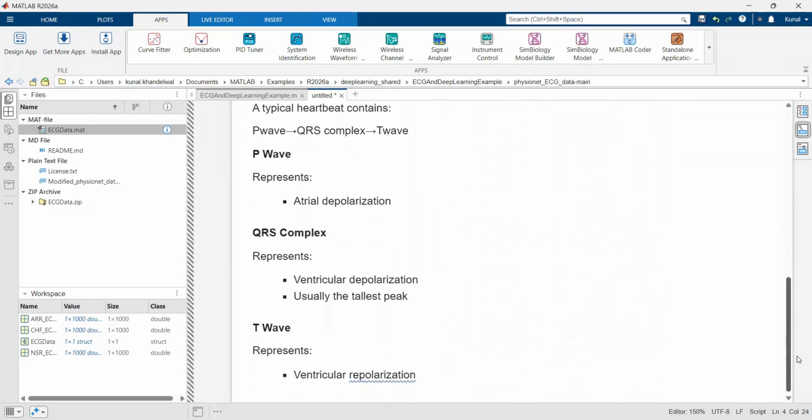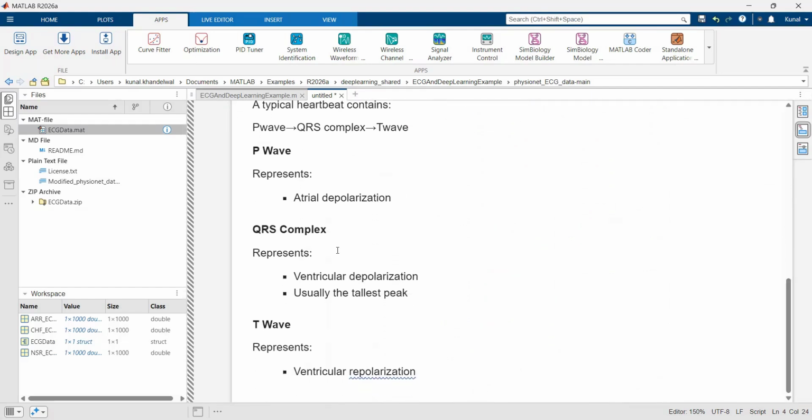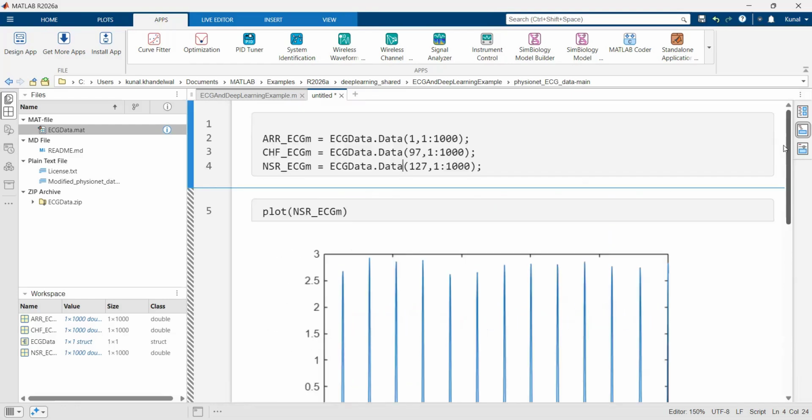So the P wave represents atrial depolarization. The QRS complex represents ventricular depolarization, usually the tallest peak. The T wave represents ventricular repolarization. We don't have to worry about this at the moment, because most of us may not be experts from the medical field, with a lot of understanding about these particular signals.